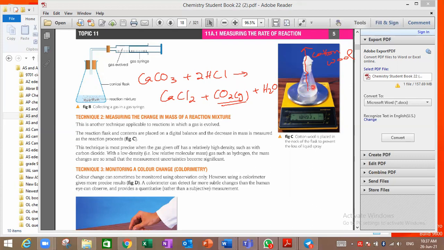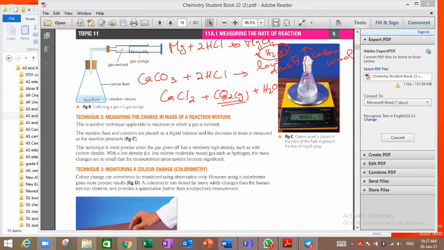Okay, and as I told you, if we want to follow this type of reaction, measuring the mass, the gas produced should be a high density gas. We cannot use this method in the previous example where magnesium reacted with HCl to form magnesium chloride and hydrogen, because hydrogen gas is a low density gas. And if we have a low density gas, we will not feel the difference in mass as when we have a high density gas like carbon dioxide.